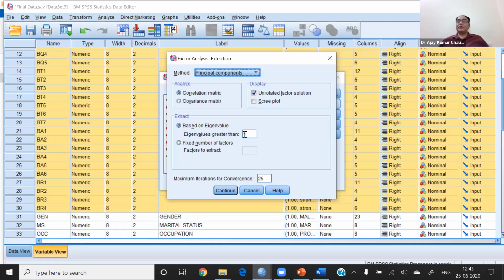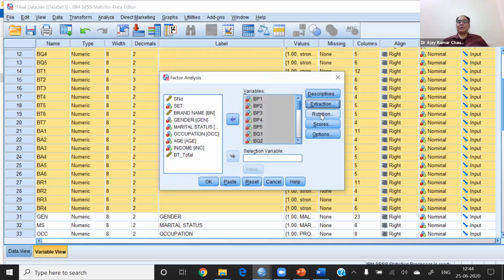This is one of the important criteria, and in this case you have to click on the scree plot. Although the problem is that this scree plot is of the original eigenvalues, not the extended modified eigenvalues. Let's see, I will show you the scree plot also, and we can make our scree plot on our own also. So the scree plot is also there, and let's go to continue. In this case, we clicked on the scree plot, we clicked on based on eigenvalue more than 1, continue, and then go to the rotation.